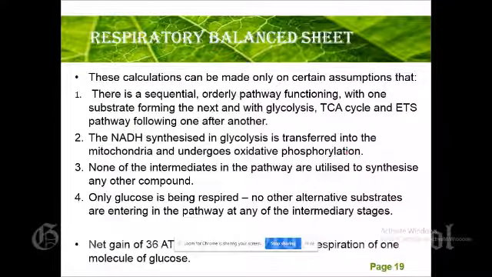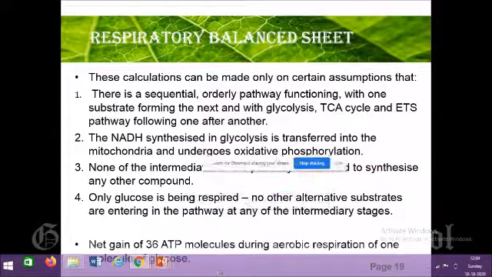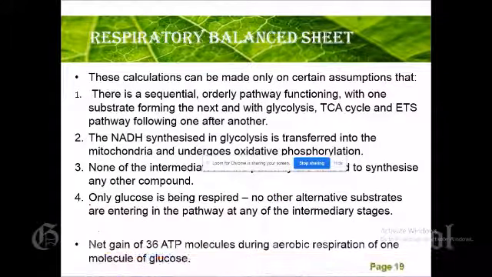So here is the complete respiratory balance sheet, meaning how many ATPs and how many molecules of these are produced. One glucose molecule produces a net gain of 36 ATP molecules during the aerobic respiration of one molecule of glucose, right? One molecule of glucose, that is C6H12O6, forms a complete 36 ATP molecules.